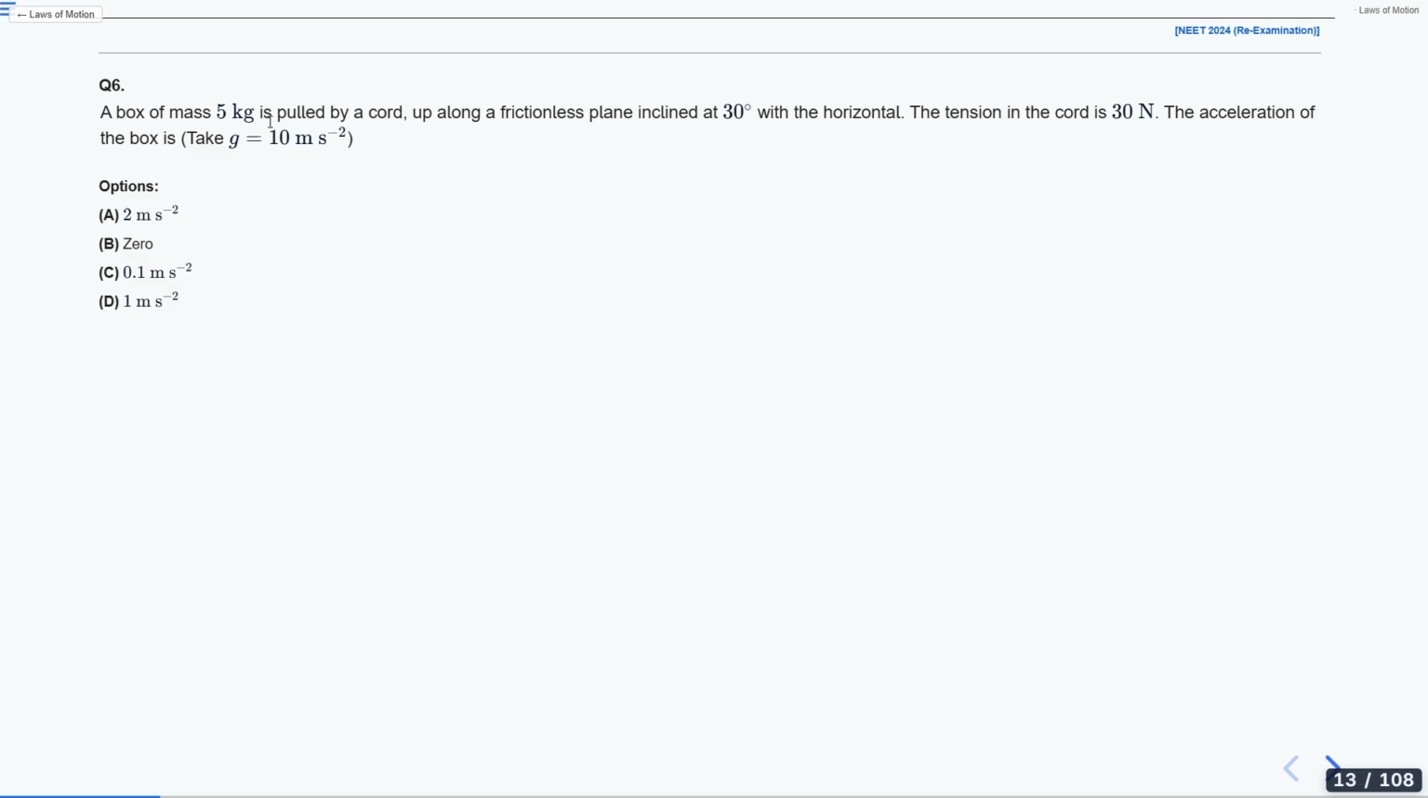It's told that a block of 5 kg mass is pulled up along a frictionless inclined surface. When we have an inclined surface, the acceleration downwards will be g sine theta. And since the block is moving up and there is a cord, there will be a tension in the cord as well, and that's given, 30 Newton. The acceleration of the block is found from T minus mg sine theta equals mass times acceleration. To find the acceleration, a equals (T minus mg sine theta) divided by mass. This is how you can find the answer.